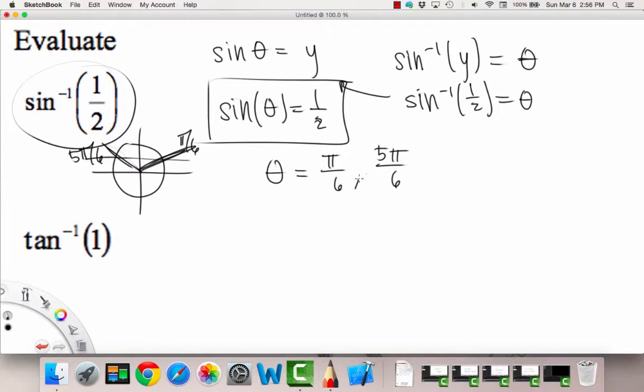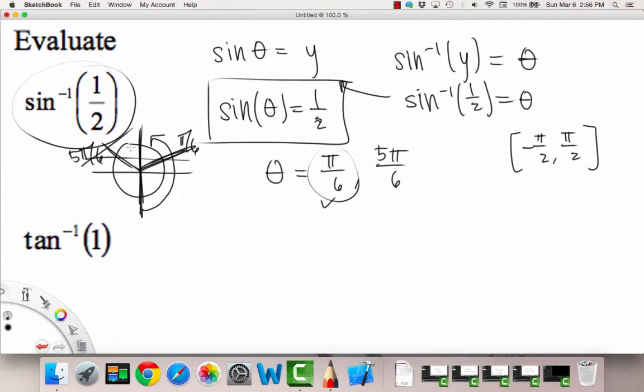But there's one really important thing we have to keep in mind: in order to use inverse sine, remember we had to get that one-to-one function and we had to restrict our domains, right? And we restricted our domain for sine to be in between negative pi over 2 and positive pi over 2. Okay? So pi over 6 is definitely within that range, because negative pi over 2 to pi over 2 is right in here. So pi over 6 is in there, so that one's good.